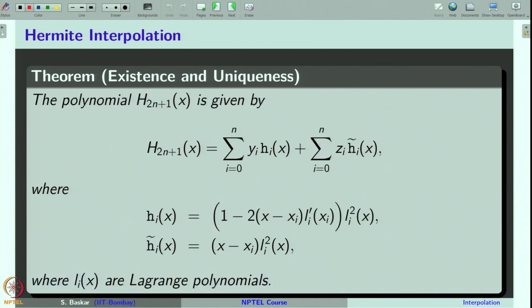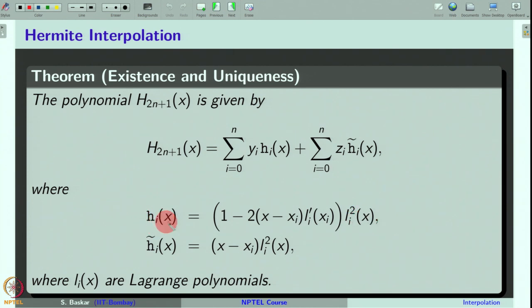In fact, the theorem also gives us the explicit form of the interpolating polynomial, and this explicit form is given like this. The first term is the linear combination of Hi's, where Hi's are given like this, and you can see that Hi's involve square of the Lagrange polynomials. Recall that Li of x is the ith Lagrange polynomial. You should go back to our previous lectures and recall how these Lagrange polynomials are defined.